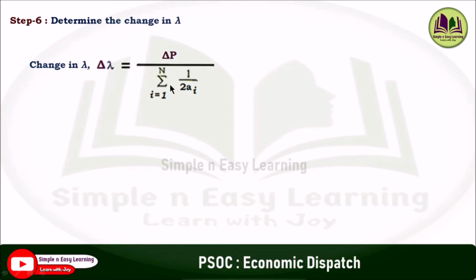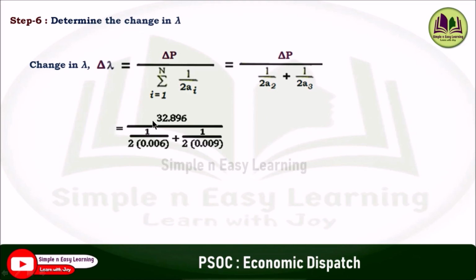Del lambda equal to del P divided by summation i equal to 1 to n of 1 by 2 a_i. So in this case, we are going to substitute only the second and third unit values, 1 by 2 a2 and 1 by 2 a3. No need of the first unit, since in the previous step we set the first unit generation value as 450, so there is no change in that. So leaving that, the remaining two units we need to consider, the second unit and third unit. So del P is 32.896, the error we calculated in the previous step, divided by 1 by 2 into a2 plus 1 by 2 into a3. So that gives you 0.2368, and this is your del lambda.